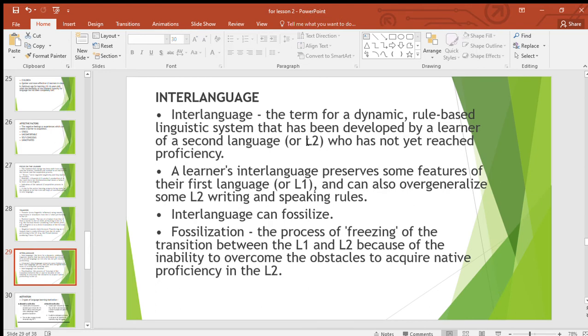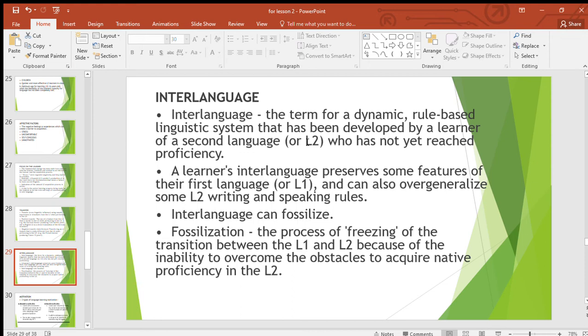Moving on. So, interlanguage. Interlanguage is the term for a dynamic, rule-based linguistic system that has been developed by a learner of a second language or L2 who has not yet reached proficiency. A learner's interlanguage preserves some features of their first language or L1 and can also overgeneralize some L2 writing and speaking rules. Interlanguage can fossilize.